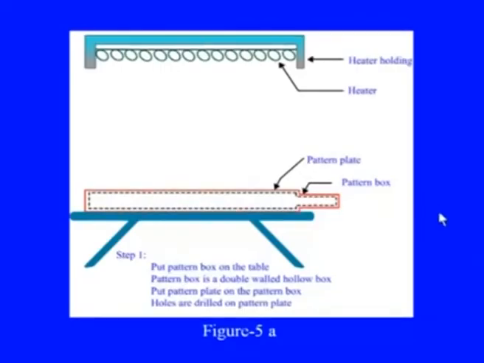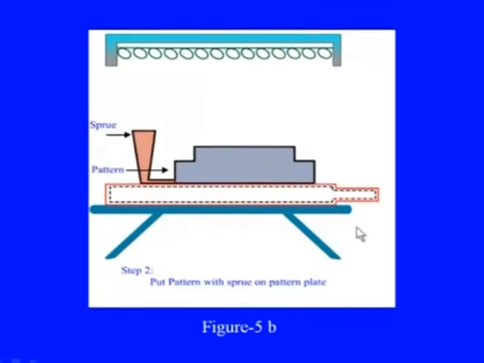The first step is as shown on the screen. Here the pattern box on the table is placed like this. Then the pattern plate is placed on top of the pattern box. In the next step, the pattern with the sprue is placed on the pattern plate. This is the sprue and this is the pattern.